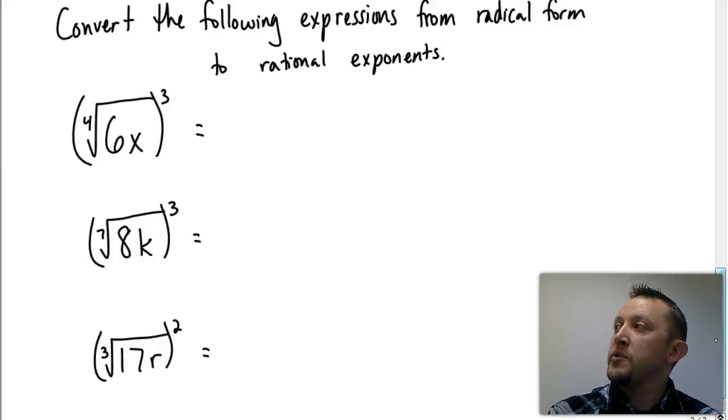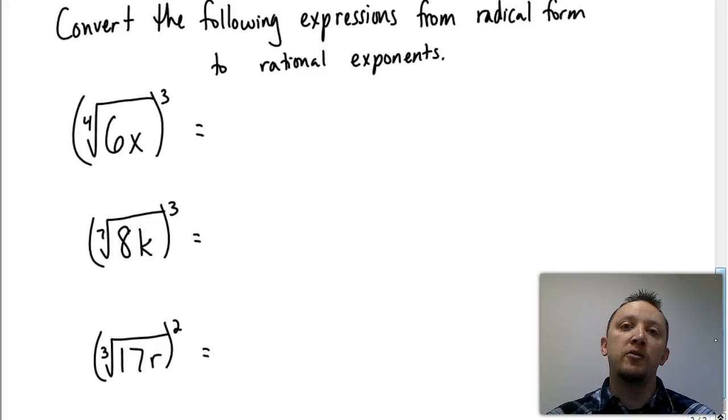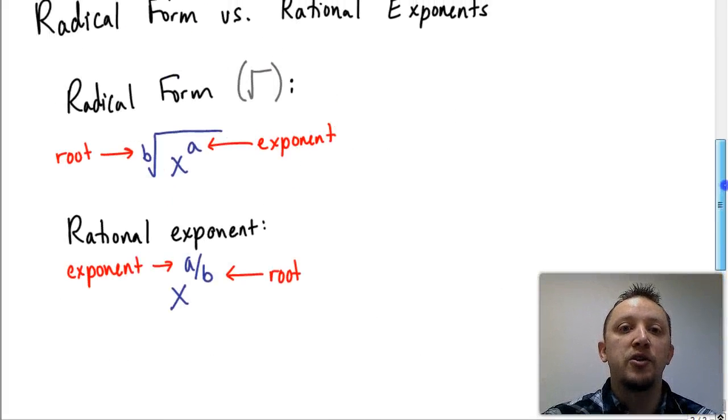So these are examples of expressions that are in radical form. And we have to know how to convert these to be using rational exponents. Now before we do that, it's really important to make sure we understand the terms we're using and what it means that it's in radical form, or what it means to put something using rational exponents. So let's take a minute to talk about these terms.